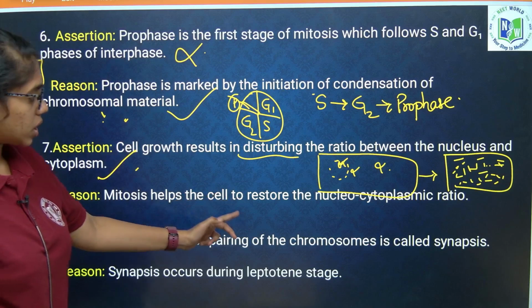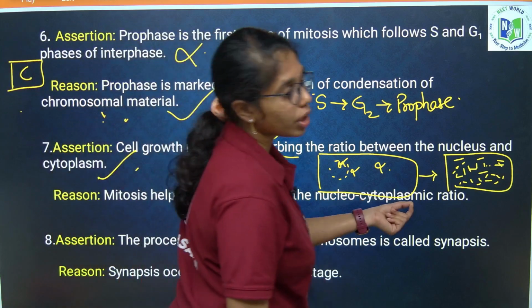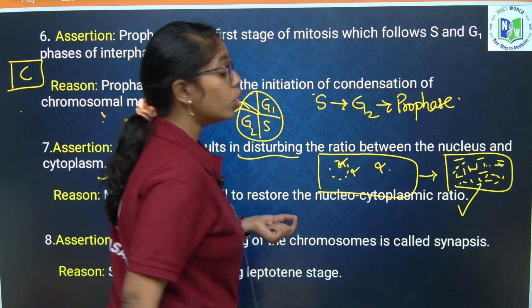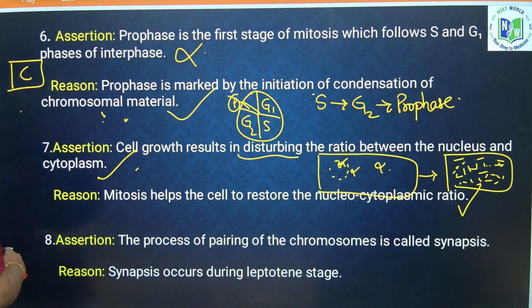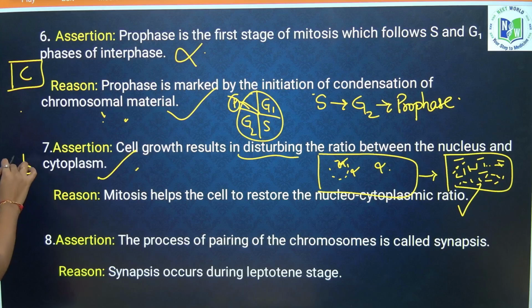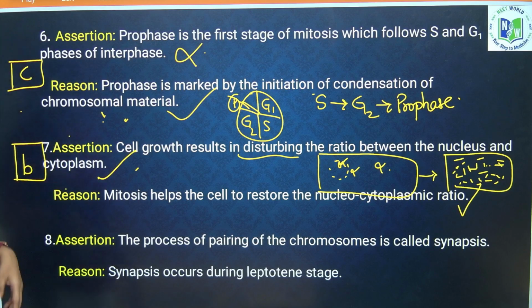Mitosis helps the cell to restore the nucleocytoplasmic ratio. True. So what will be the option? Option B is the correct answer, where both assertion and reason are true and the reason is explaining the assertion.